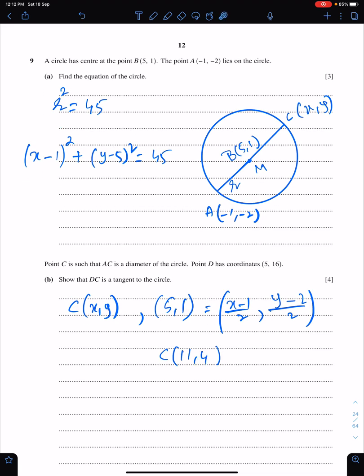Now, point D has coordinates 5, 16. Show that DC is a tangent. Let me repeat this part. Point C is such that AC is a diameter. Point D has coordinates 5, 16. Show that DC is a tangent to the circle. So D should be here.